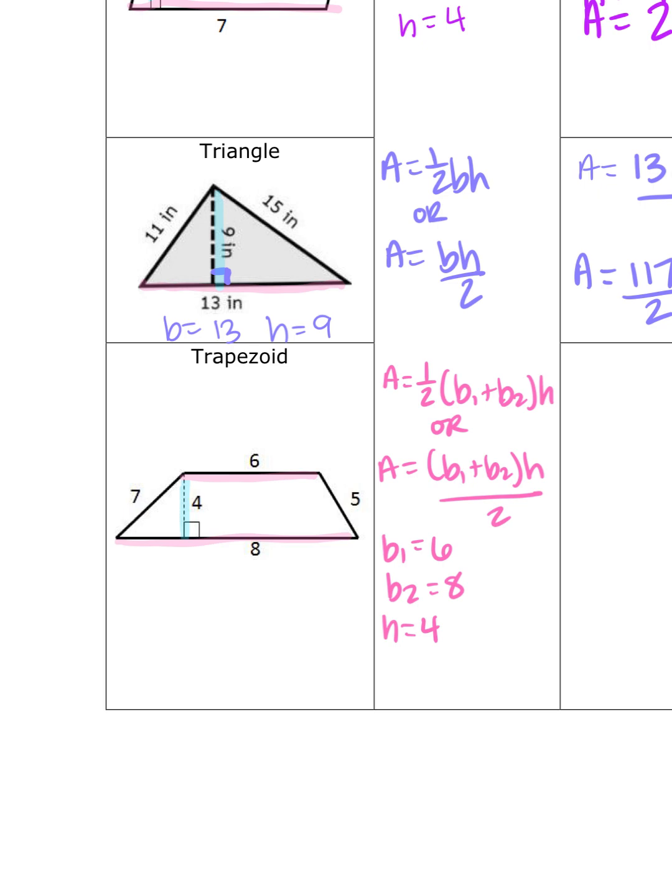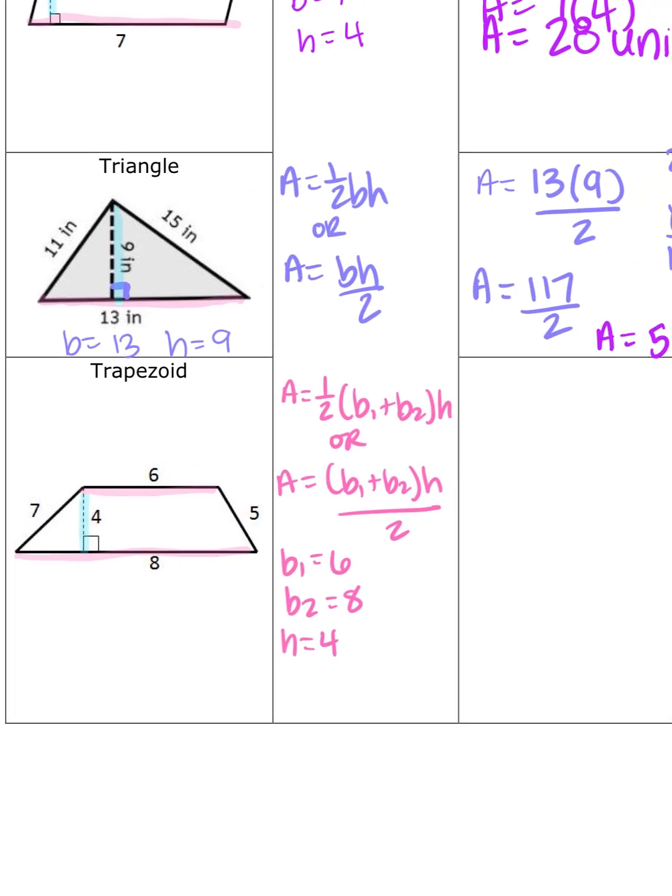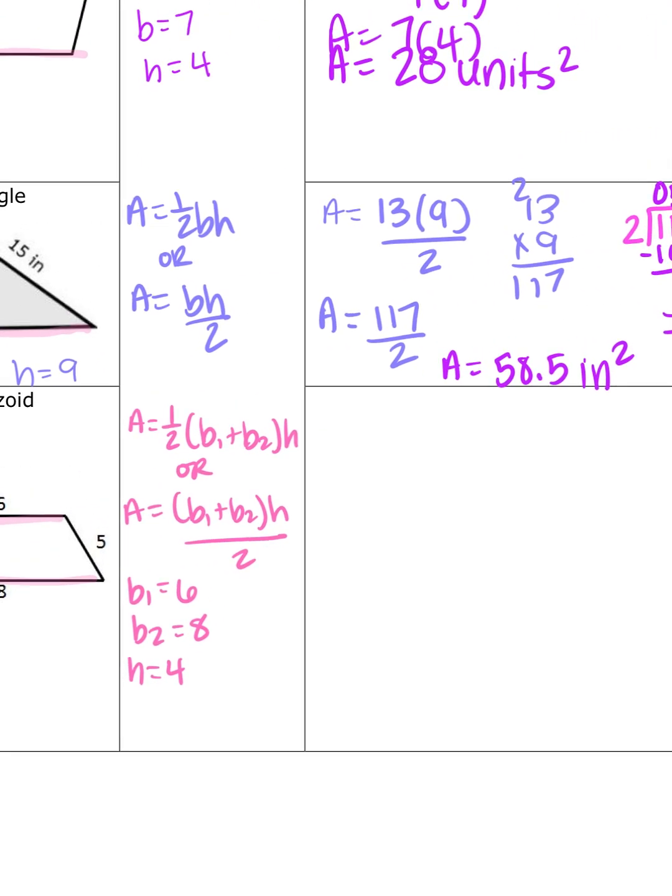So again, I'm going to come over here and I'm going to plug this into the formula. So I'm going to use that second one. Okay, area equals, and then it says base 1 plus base 2. So I have 6 plus 8. Then it says times the height. That's 4. Divided by 2. Take the time to write it out. So just like when we're doing order of operations, same type thing.